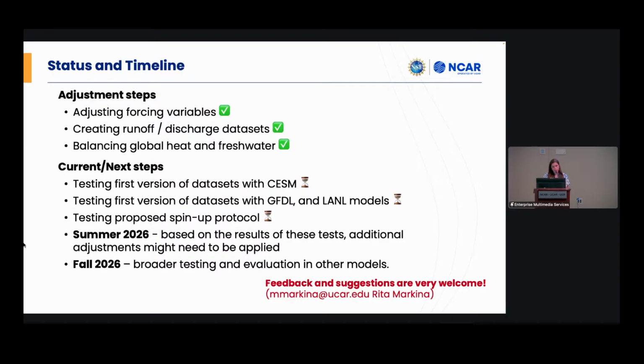Currently, we are testing this first version of the data set with CESM and testing our proposed spin-up protocol. Once we are happy with all of it, we are ready to share these data sets with GFDL and LANL so they can test it within their models. Based on the results of this test, we may need to add some additional adjustments. And hopefully in fall, we will be able to give this data set for broader testing and evaluation in other models. Yes, that's everything.